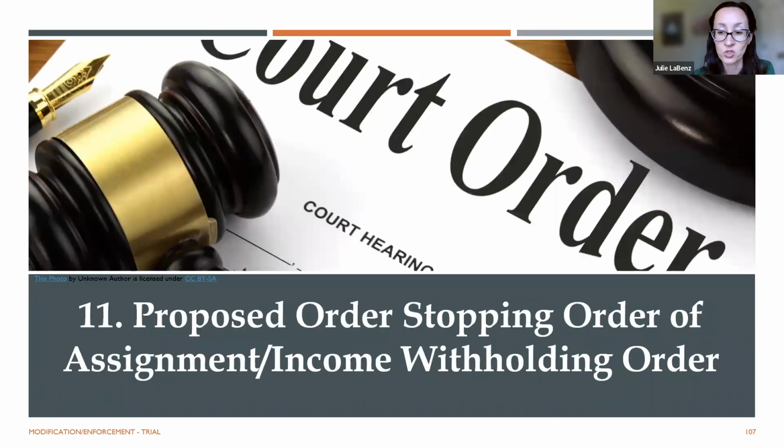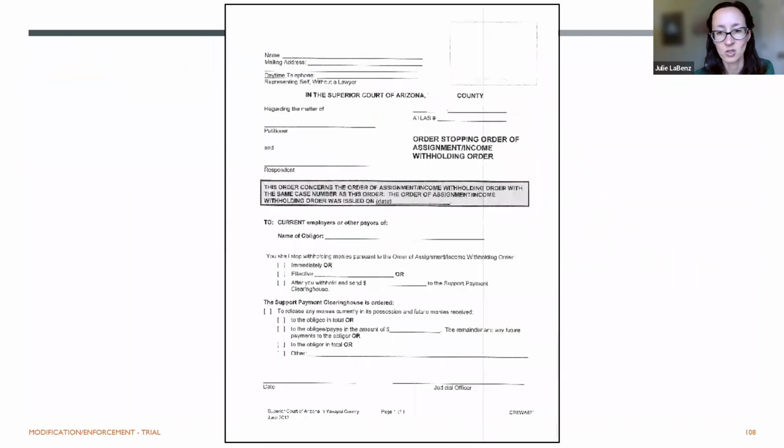And then a proposed order stopping the order of assignment or the income withholding order. So there needs to be an order that ends that order to the employer for the payer of the spousal maintenance or child support, telling them, hey, look, you don't need to take that money out of the payer's paycheck anymore and send it to the support clearinghouse because the obligation has ended. So here's the proposed order stopping order of assignment or the income withholding order.